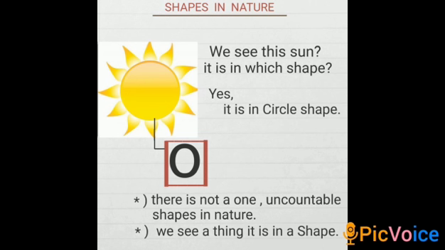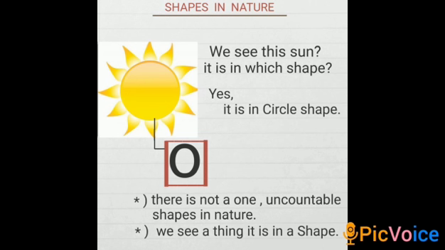There are uncountable shapes in nature. When we see a thing, it has a shape. Circle shapes, like the moon. It is in a circle shape. Volleyball. It is in a circle shape. The birthday cake can be any shape, like circle, square, rectangle, and star.